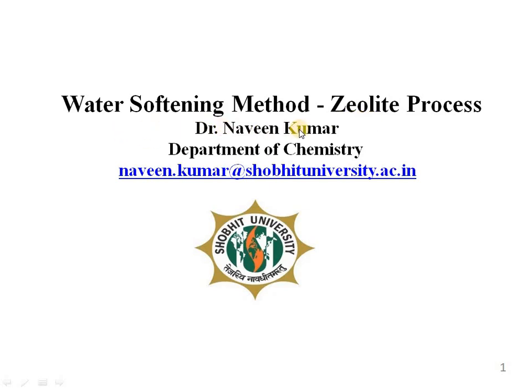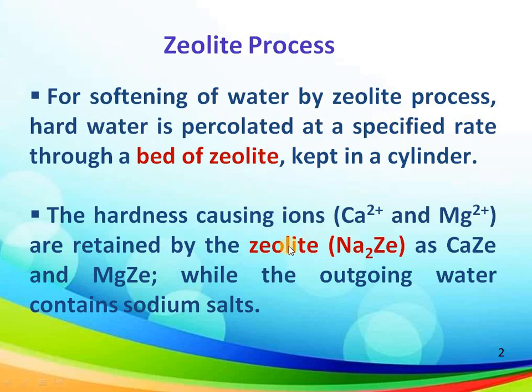As we know, water may contain different kinds of hardness, like temporary and permanent hardness. To remove this hardness, different methods are available, and one of the most important methods is the zeolite process, also known as the permutit process. In this process, zeolite is utilized to remove hardness from the water.